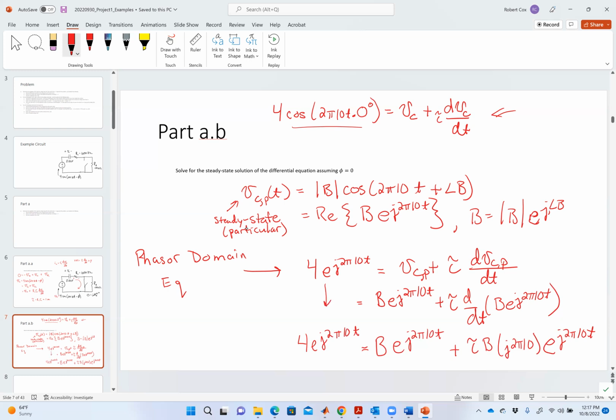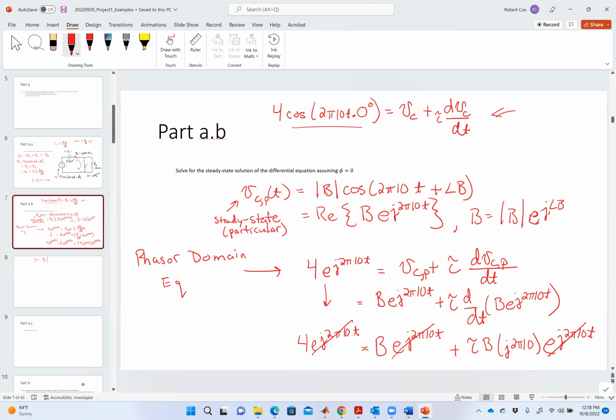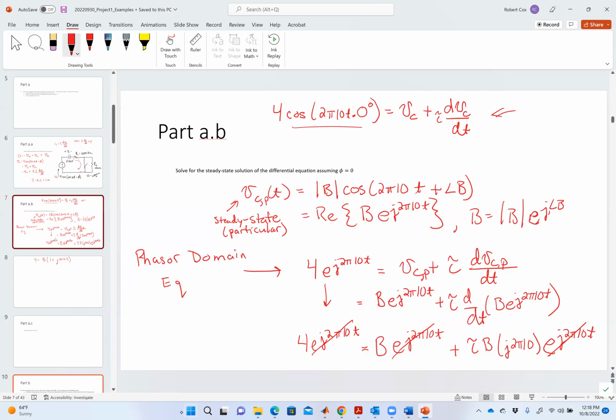One thing I see right off the bat is every term in there has an e to the j 2 pi 10t, so we get rid of those. So I go to my next slide here, and it looks like what I have left is 4 equals b times what? B times 1 plus tau. I'm going to group my terms a little differently. 1 plus j 2 pi 10 times tau. Right? That is basically just grouping the terms, if you want to watch that carefully, just grouping the terms that I have here and recognizing that there's a b in both of those terms.